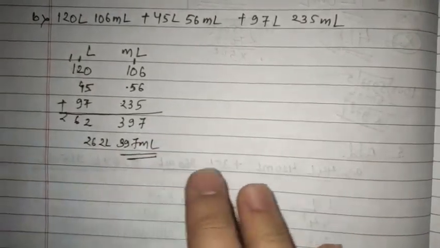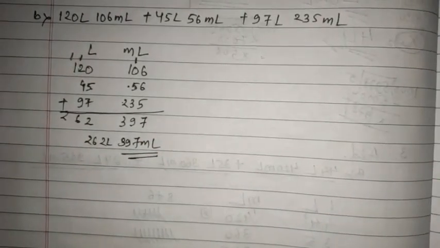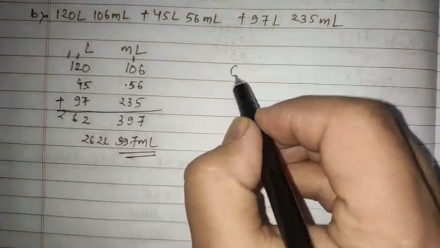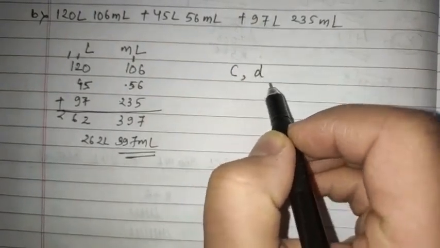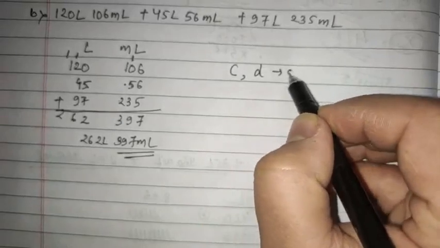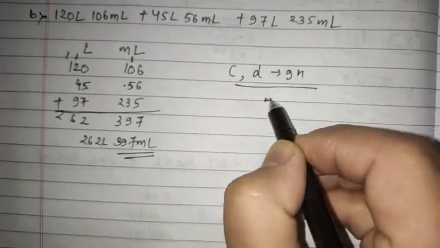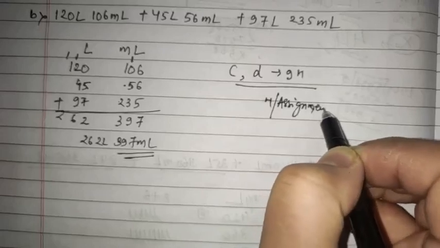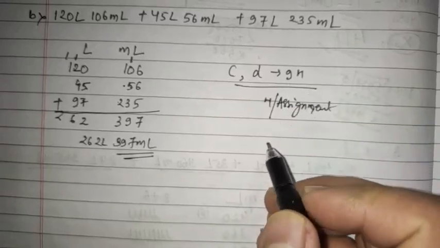So student, whenever you are doing such addition, you need to have a better idea of addition and subtraction. In the next question we are also going to do the subtraction process. Alright, so we will stop here today. Question number C and D from self practice 9H is a home assignment.